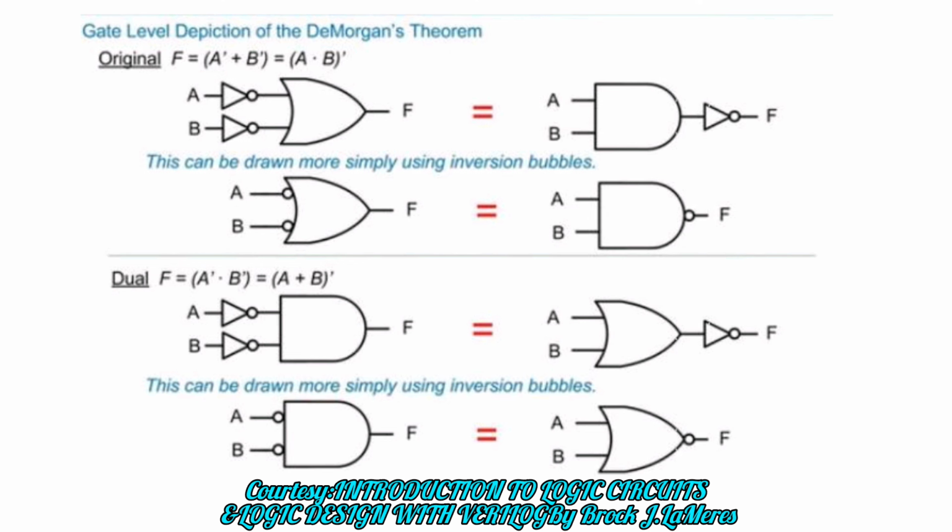The dual of the original expression is shown over here, that is f is equal to a complement into b complement, that is equal to (a plus b) whole complement. The fourth row represents the optimized form of the dual, and it can be read as an AND gate with inverted inputs is equal to an OR gate.